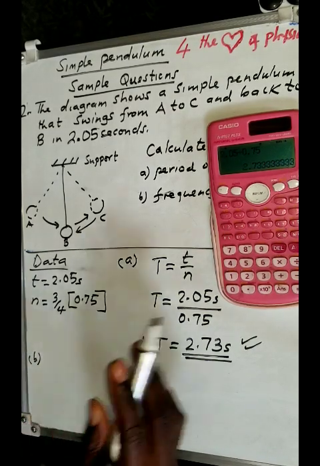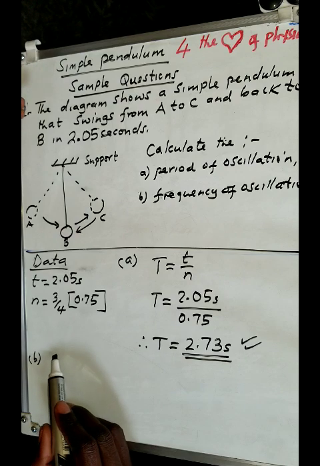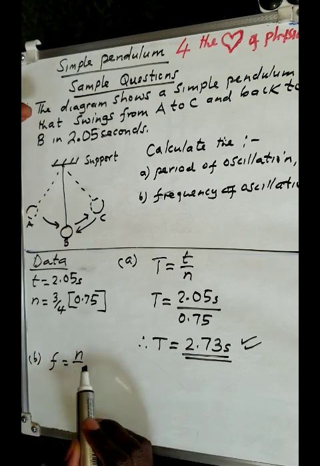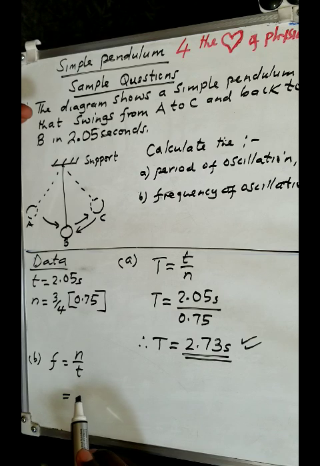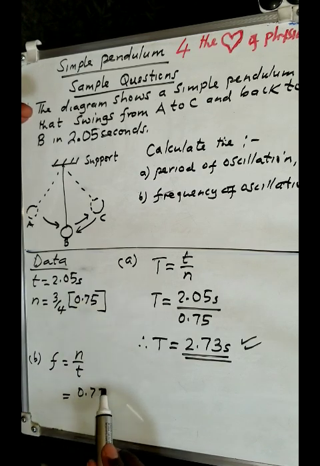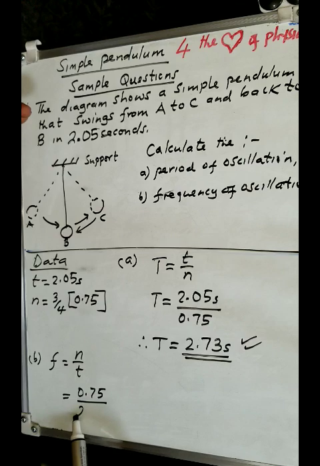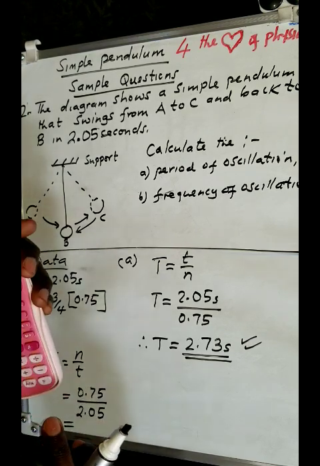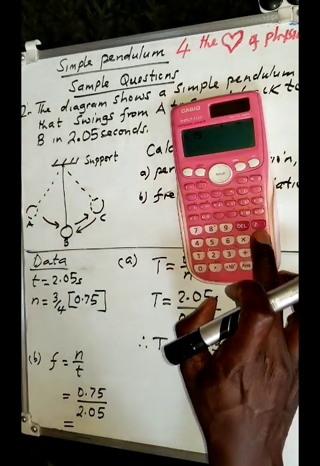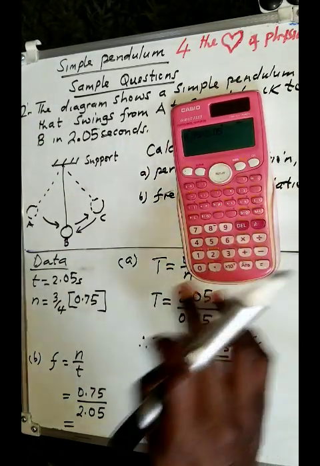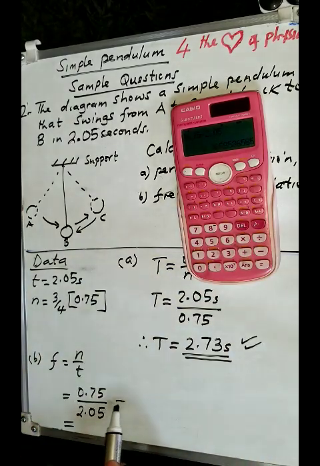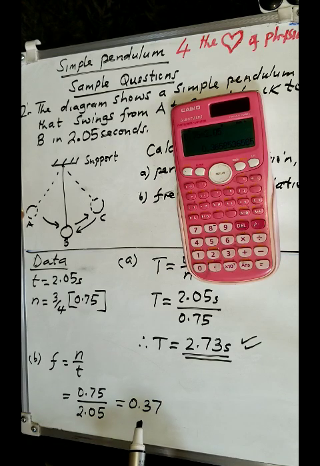For the B part, it says calculate the frequency. We know that frequency is equal to the number of oscillations divided by time. The number of oscillations in decimal is 0.75, divided by the time, which is 2.05. If you work that out, it is simply going to give us 0.37 to 2 decimal places after rounding off, and the unit for that is hertz.